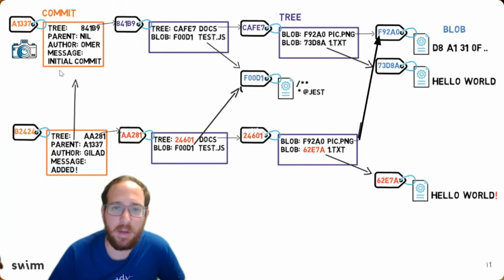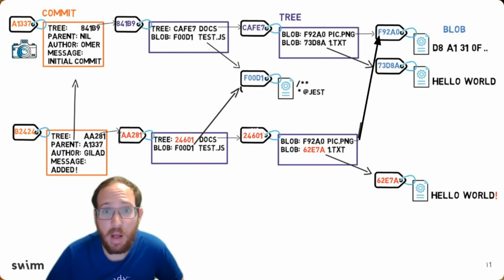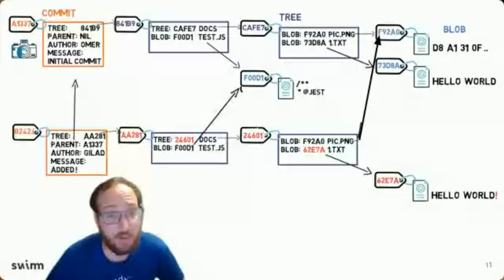So to recap, in Git, files are blobs. Well, kind of, because blobs don't really contain the file names and so on, but the contents of files are blobs.